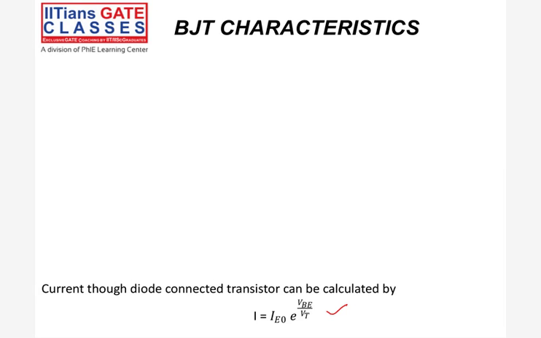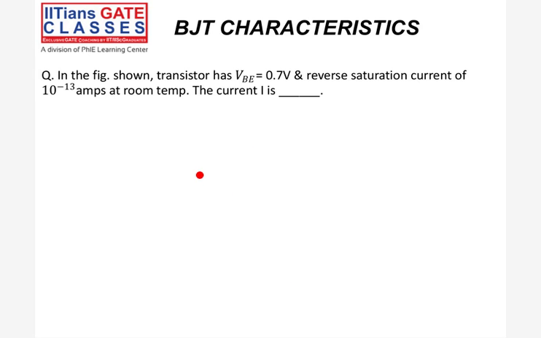So what is the current expression in this case? Here the question is based on this previous theory, in the figure shown. The figure is the same as earlier, whatever I made. It will be like this only. This is base, this is collector, this is emitter. This will be my figure, with this plus and this minus sign, so I will have this VBE.